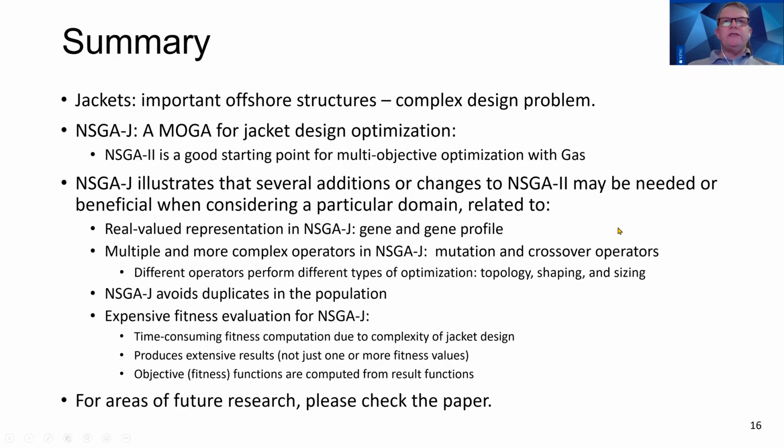Real valued representations in both the gene and the gene profile. We have multiple and more complex operators in NSGA-J. This includes the mutation and crossover operators. They are performing different types of optimization, such as topology, shaping, and sizing optimization related functions. We're avoiding duplicates in the population in NSGA-J. We also have in NSGA-J time-consuming fitness computations due to the complexity of the jacket design problem. We have extensive results and not just one or a few fitness values. And our objective fitness functions are in fact computed from these result functions.